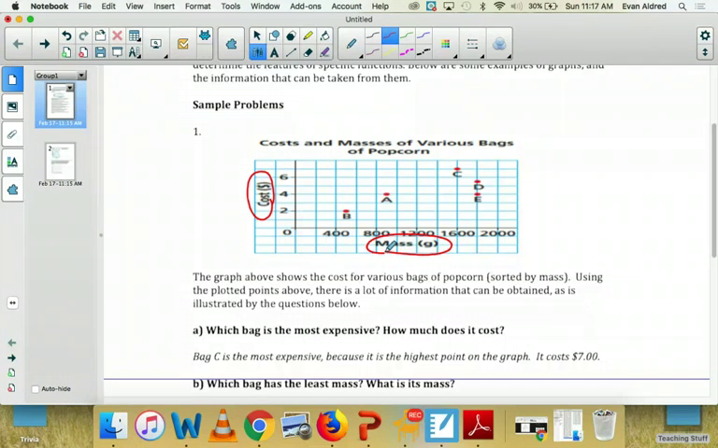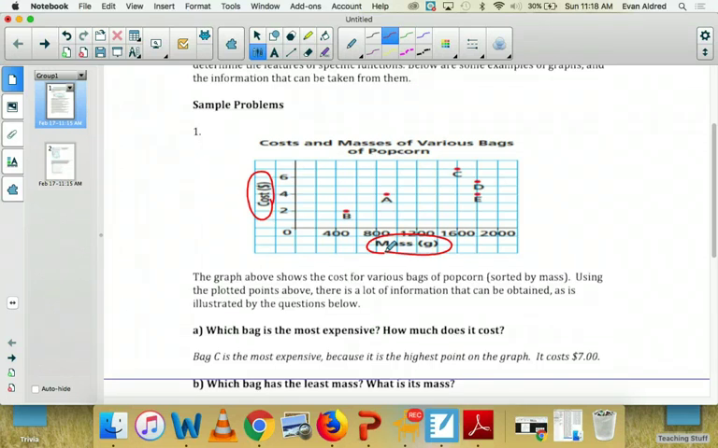So as you go up, as you get higher up on the graph, the cost is increasing, because you can see your labels on the y-axis are 2, 4, and 6, and the higher you go up, the bigger the number gets. Likewise with your x-axis, as you go across to the right, the mass is increasing. We have 400, 800, 1200, 1600, and 2000. Those numbers increase the further right you go. So dots that are further to the right are going to have a higher mass.